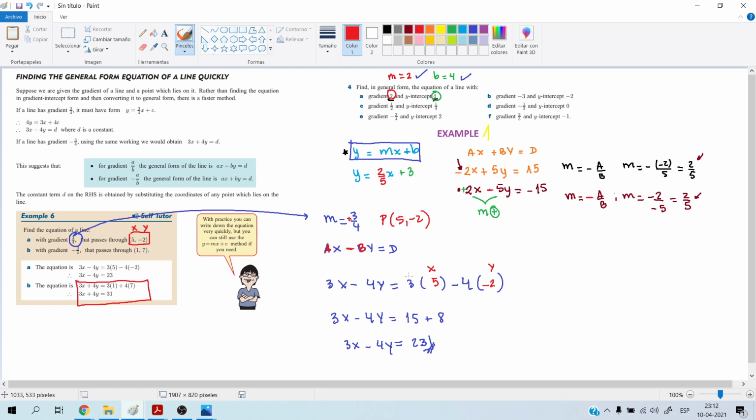And you say, okay, I have to have a balance. How does that work? I have a number 3 and a negative 4 multiplying the coordinates x and y. What coordinates? The point that they're giving you. And that's how you get the constant, or this value here. I hope this helps.